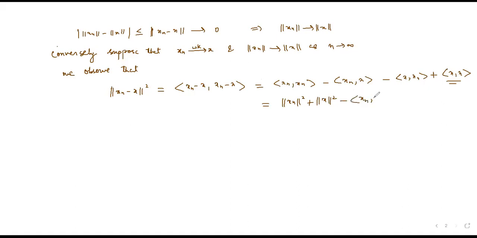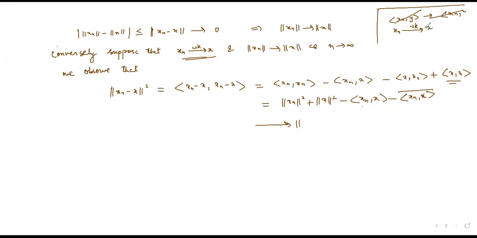Then I have minus Xn comma X minus, I can write Xn comma X bar. You know, these are just properties of the inner product. Now this would converge to, look at this. This would converge to, क्योंकि मैं assume कर चुका हूँ कि Xn converges weakly to X. जब मैं कह रहा हूँ Xn converges weakly to X, it implies that inner product of Xn with Y converges to inner product of X with Y for all Y belonging to H.